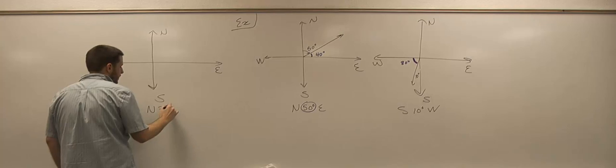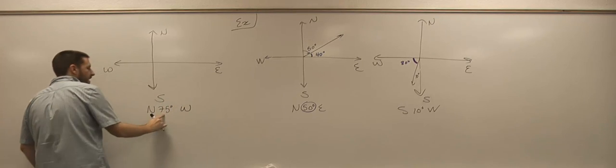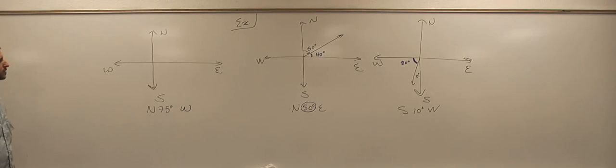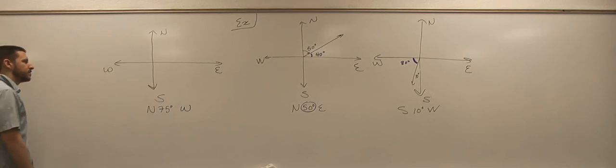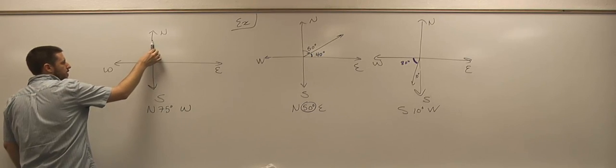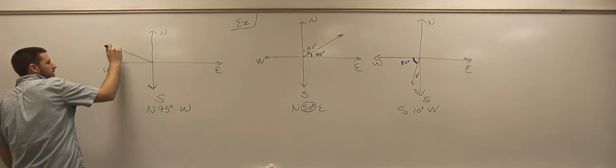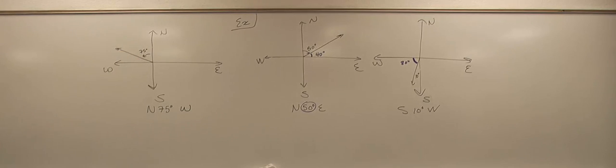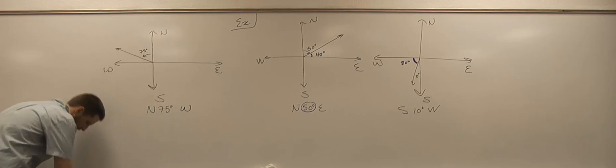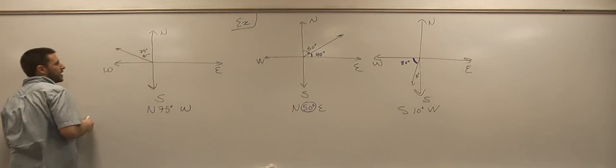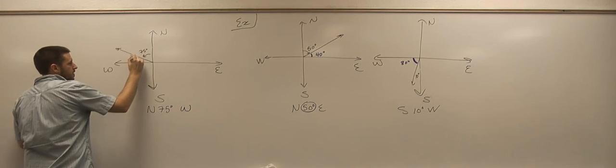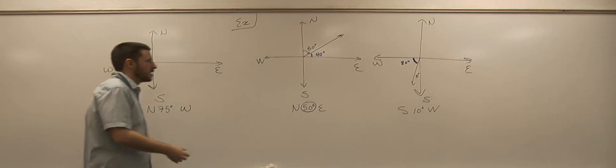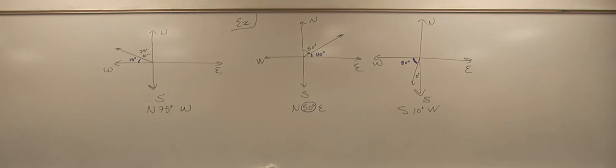The last one is 75 degrees W. So 75 degrees west of north. So what quadrant am I in? Second. You start at north, go 75 degrees. So this is the direction I'm heading. What's my reference angle? 15. Right, it's the leftover out of 90 here. Alright, let's try something slightly more complicated.